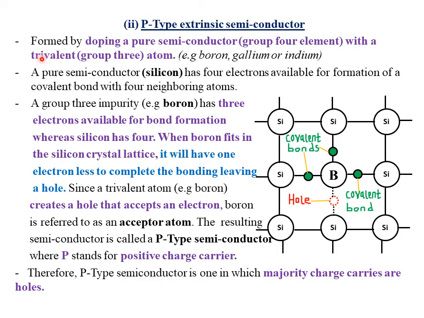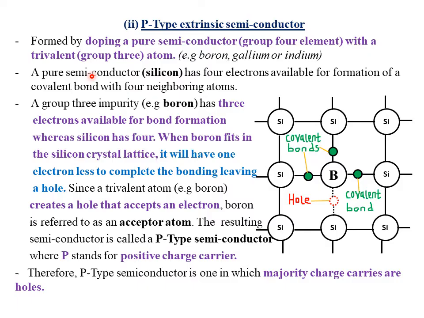Remember, the word tri means 3. Therefore, when we talk of trivalent, we simply mean an atom that has 3 valency electrons, or an atom that has 3 electrons in the outermost energy level, which are readily available for bond formation. So trivalent atoms are also called group 3 atoms. Examples of trivalent atoms or group 3 atoms include boron, gallium, or indium.